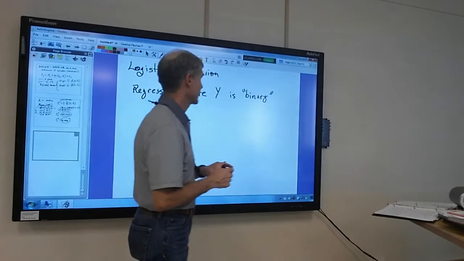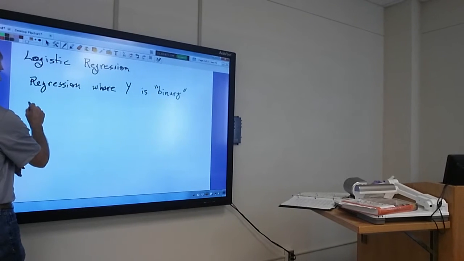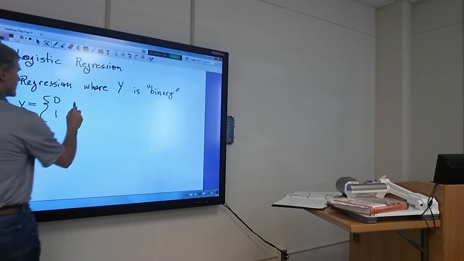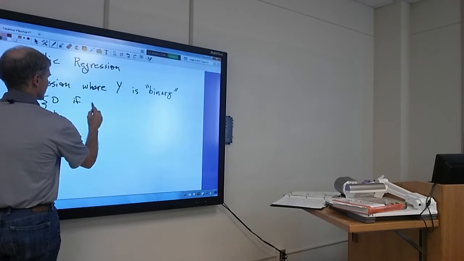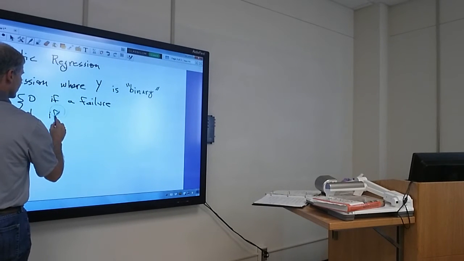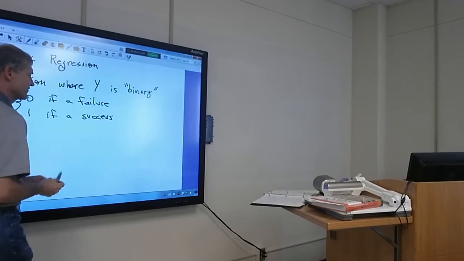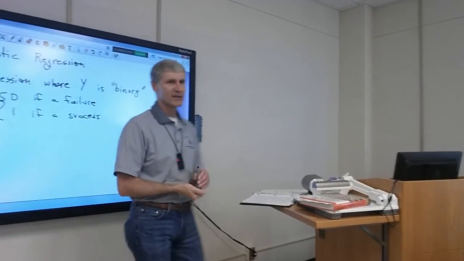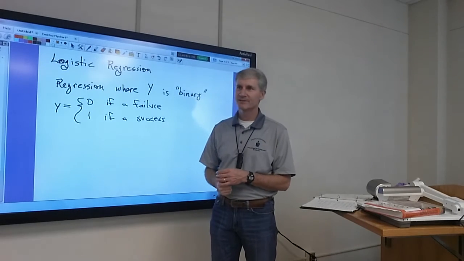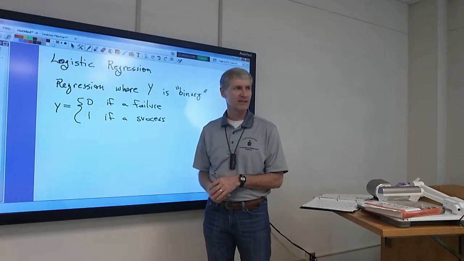So what we can do is make it a 0, 1 indicator variable. So y is 0 if a failure, and a 1 if a success. And then you get to define what you mean by failure and success. It might be that a success is dying from this particular cancer. So that's not very successful, but it's whatever you're counting, right?